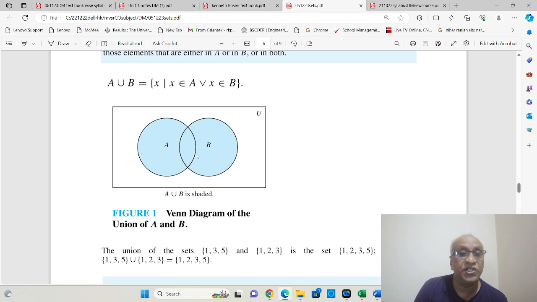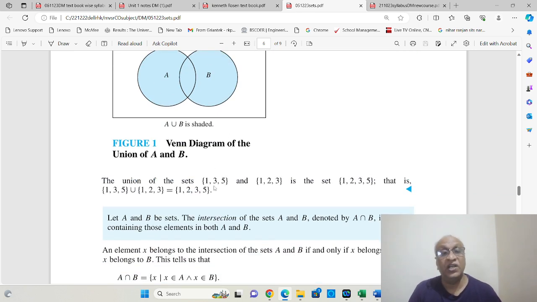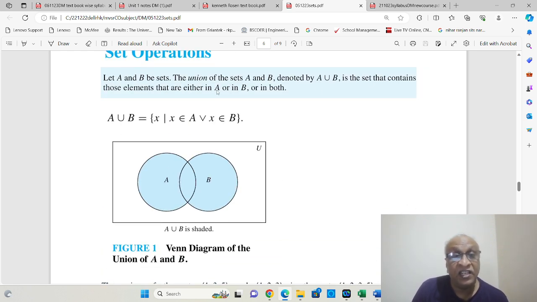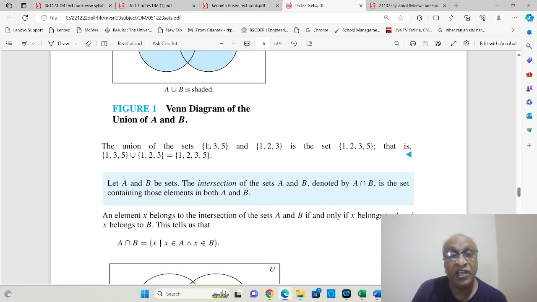And the Venn diagram to represent A union B, you can see the entire shaded figure, which says that the elements are part of A, part of B, or part of both of them, A and B. So say for example, I have a set {1, 3, 5}. There is one more set {1, 2, 3}. The union of these two will be, what is the definition here? Elements that are either in A or B or in both. So 1 is there in both, take it. 3 is there in both, take it. 5 is there in A, take it. 2 is there in B, take it. So all the elements we have taken.